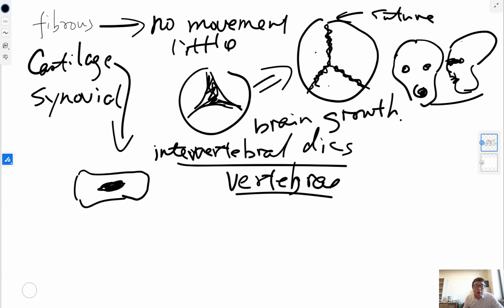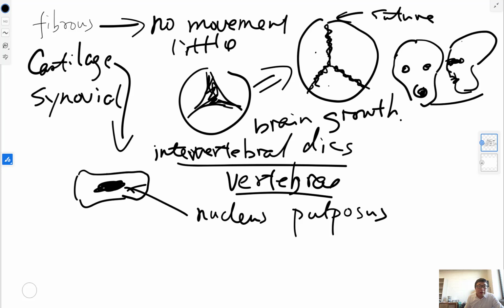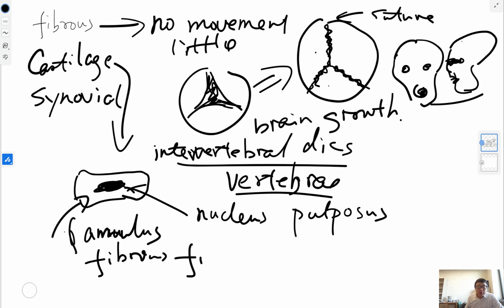This is not a typical cartilage, to be honest, because it's not solid. The inside is called the nucleus pulposus, and the outside layer is called the annulus fibrosus, and the annulus fibrosus is a typical fibrous cartilage.